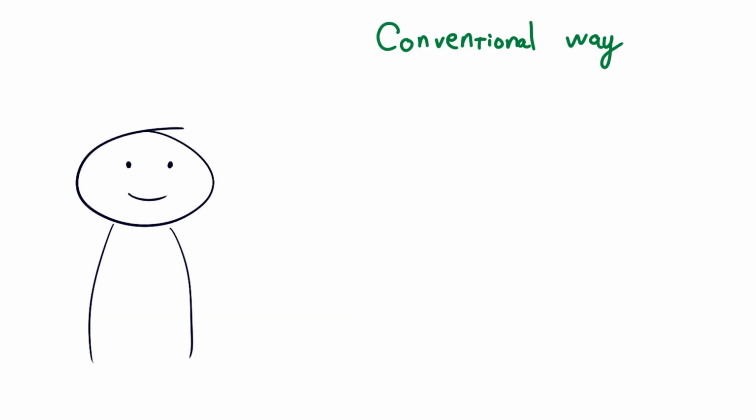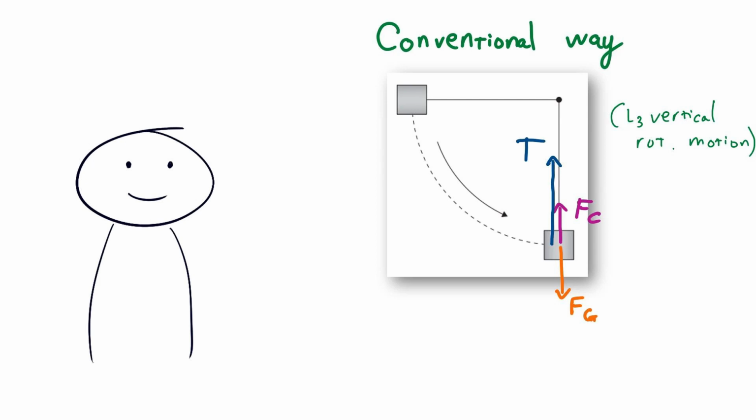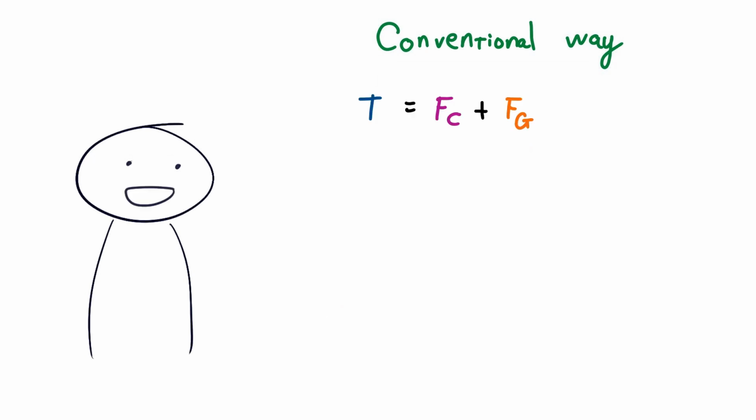So the conventional way to solve this problem is to analyze the system. If you take into consideration all the forces, which is just level 3 vertical rotational motion, then you get something like this, with gravity, tension, and centripetal force. Now, since the centripetal force is supplied by gravity and tension, we have Fc equals T minus Fg. Therefore, T equals Fc plus Fg. And by plugging in the formula, you have T equals mv squared over r plus mg.